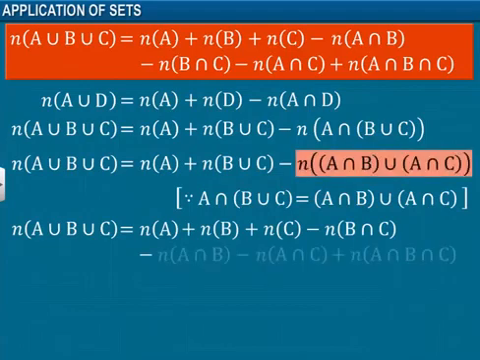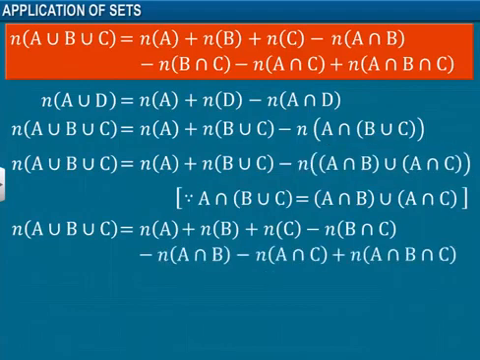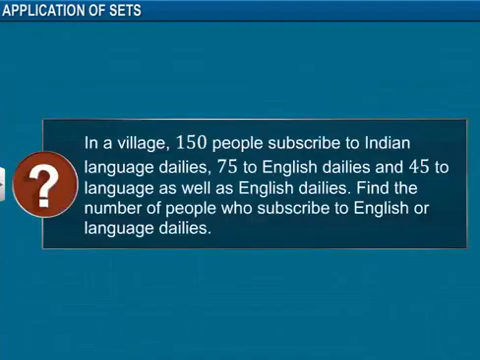We will see some practical situations where we can use these relations. In a village, 150 people subscribe to Indian language dailies, 75 to English dailies, and 45 to language as well as English dailies. Find the number of people who subscribe English or language dailies.